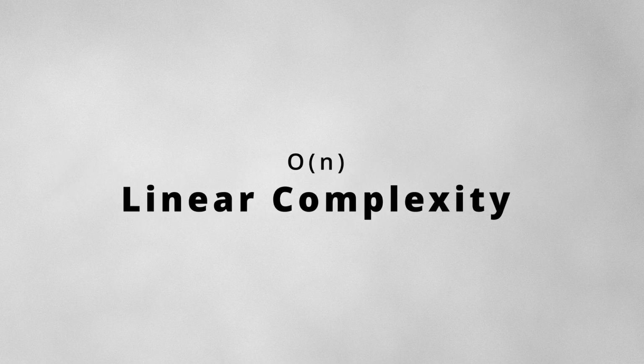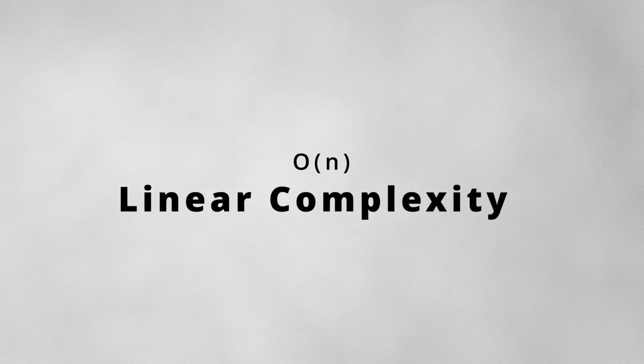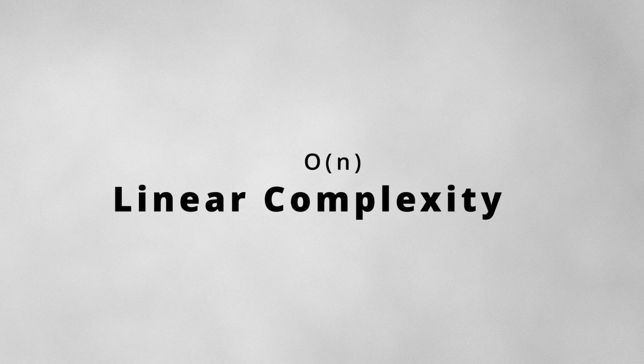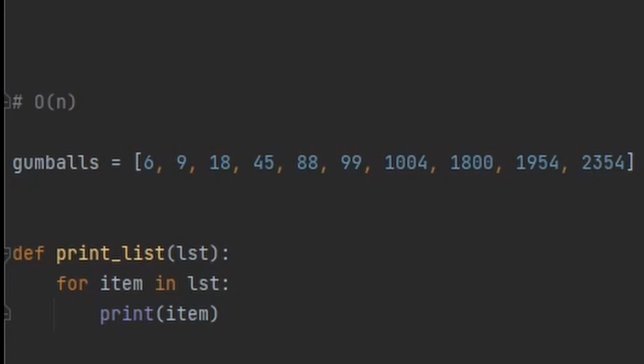Let's take a look at O of n, or linear time complexity. This means that the algorithm's runtime or resource usage increases linearly with the input size. An example of O of n is a simple function that prints all the elements in a list. As the size of the list grows, the number of iterations in the loop increases proportionately, resulting in linear time complexity. The bigger the list, the longer it's going to take.